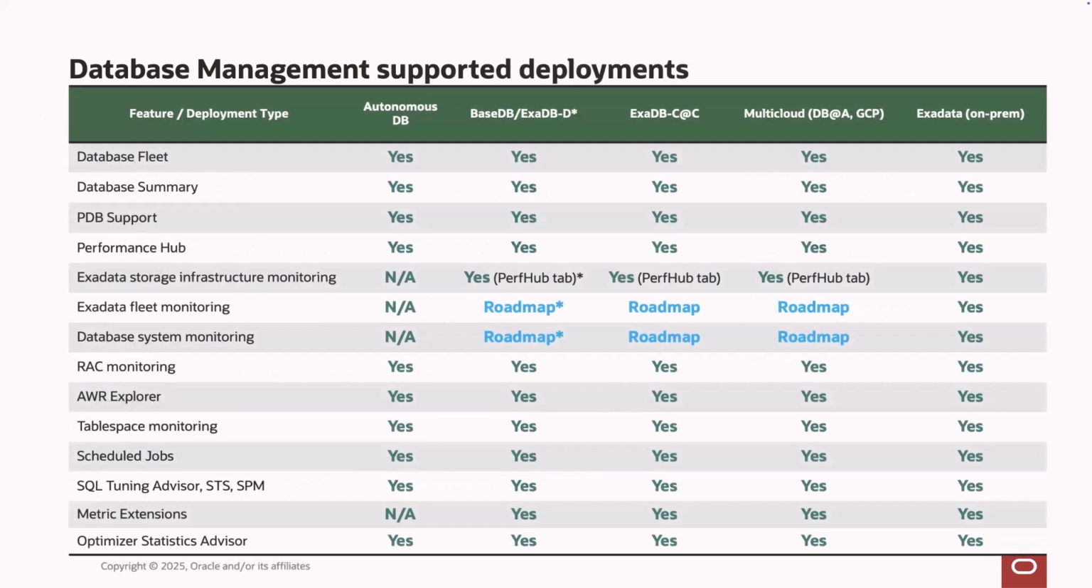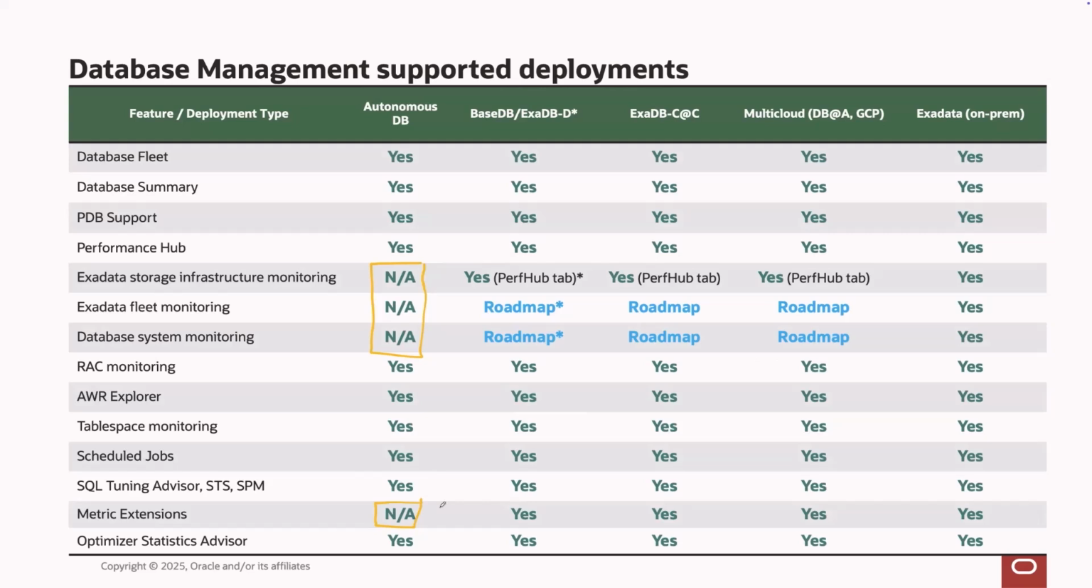So here's a quick view at the supported deployments. Again, viewing what capabilities we have within the database management service. And again, we do have full capabilities now for the autonomous database, except for the Exadata infrastructure monitoring pieces, the Exadata fleet. And then we also do not currently have metric extension capabilities.